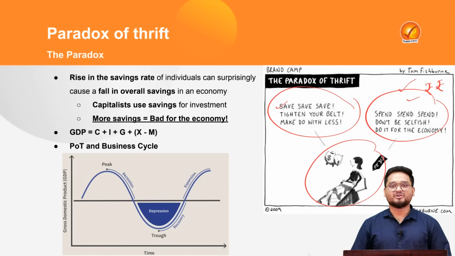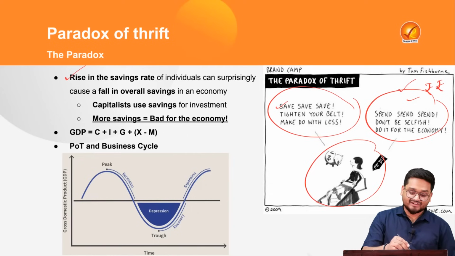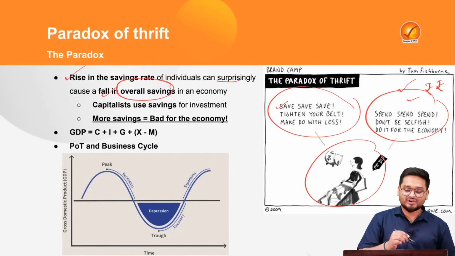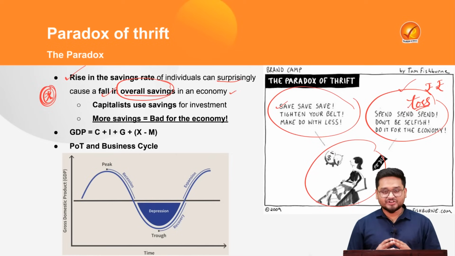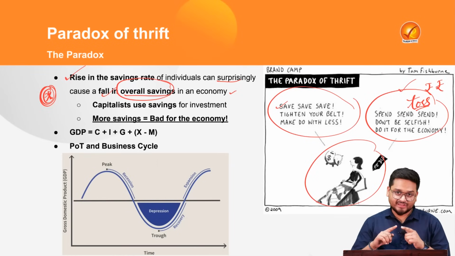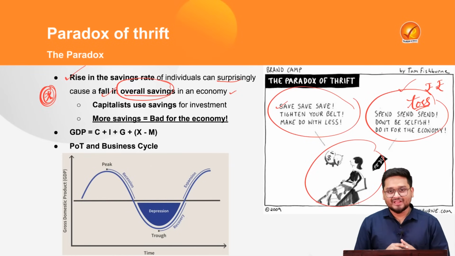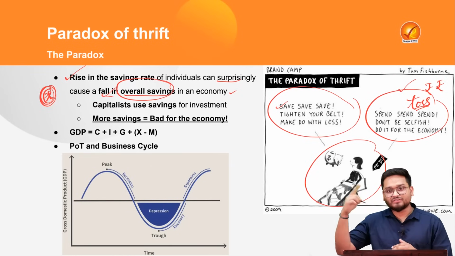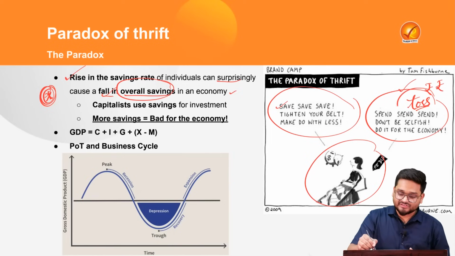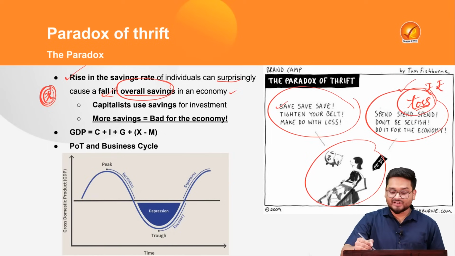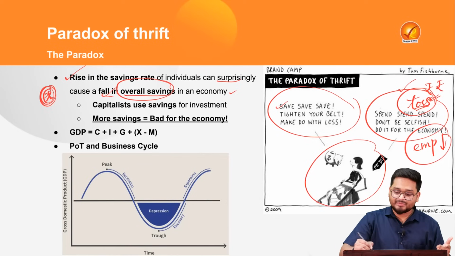This is what we mean by paradox of thrift, right? This means that a rise in the savings rate of individuals can surprisingly lead to a shortfall in overall savings in an economy. Here we have to understand that when we try to decrease our spending and increase our savings right now, this will lead to a fall in the overall savings in the economy, because if we do not buy goods and services right now, the businesses will be staring at losses, and if they stare at losses, they will not be producing more, and if they are not producing more, they will be employing fewer people, right?